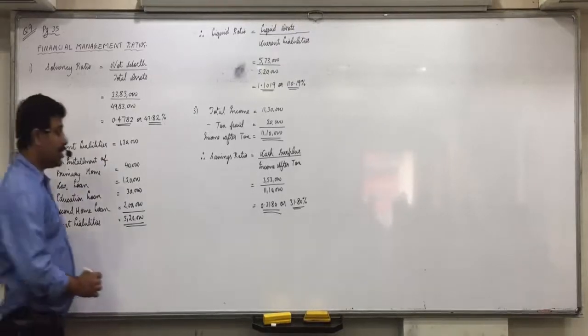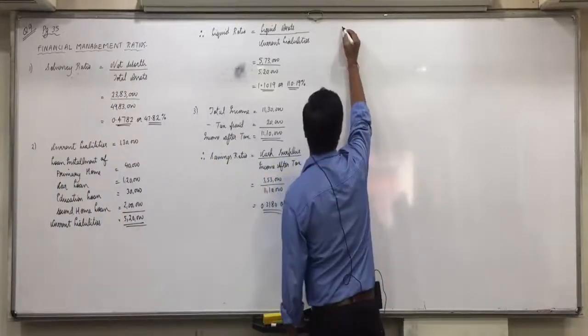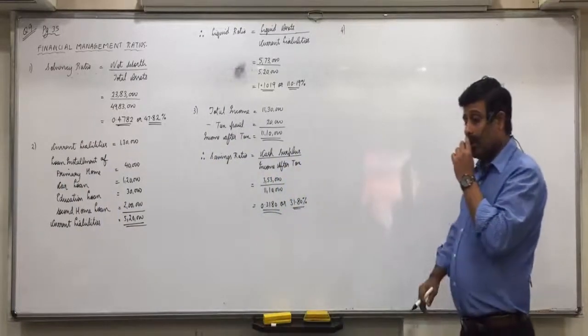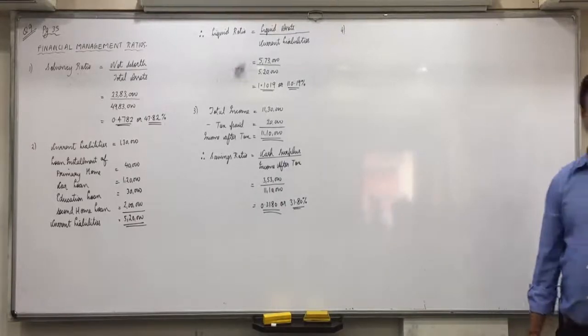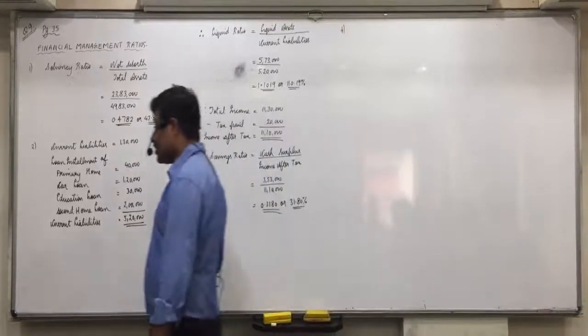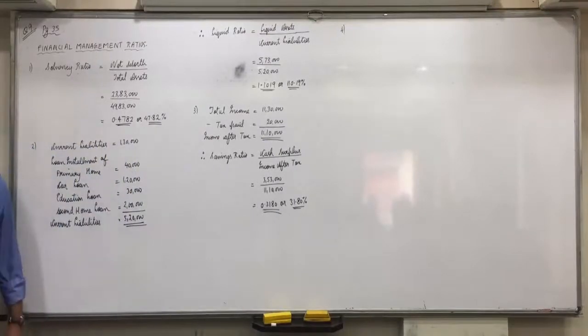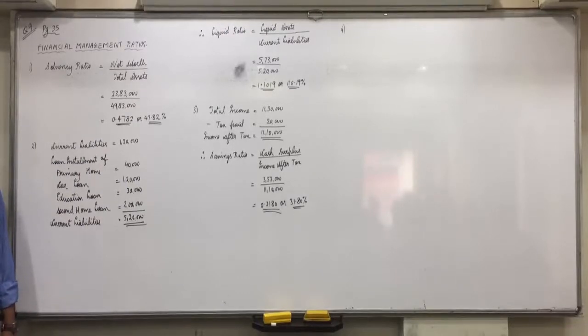And what is the fourth ratio? Debt service ratio. Anyone still doing up till savings ratio? Raise your hand. Except the latecomers. Now debt service ratio, what is the formula? Monthly loan payments divided by gross monthly income. How will you find monthly loan payments? What divided by 12? Tell me the amount, which amount will you divide by 12?